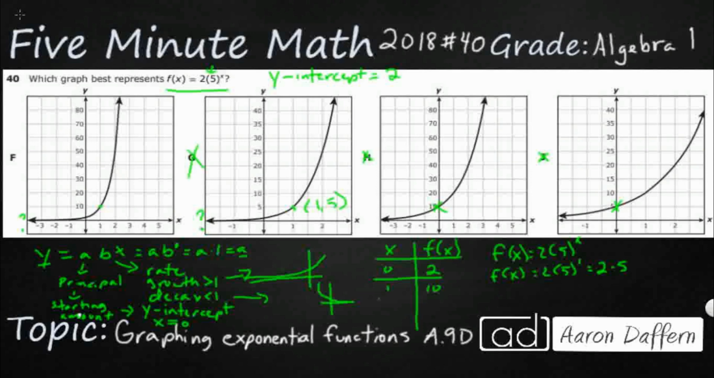Let's see what happens when x equals 2. It's up there. Okay, so f of x equals 2 times 5 squared. That's going to be 2 times 25. That's going to be 50. And yep, I've got that (2, 50) right there. All right, so yep, that is looking good. So my answer here is going to be F.